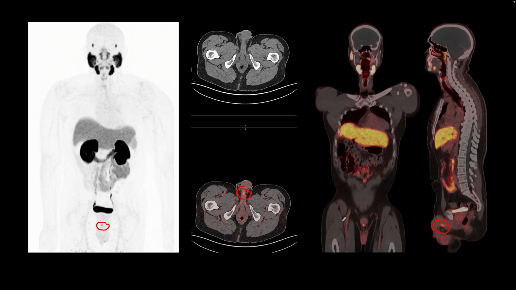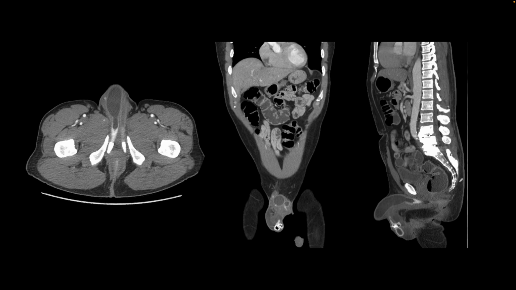So there can be stasis of urine, and if that urine has excreted radiopharmaceutical, you will see some activity there. But this is mild, this is linear, and doing the anatomical correlation, this is stasis in the penile urethra.